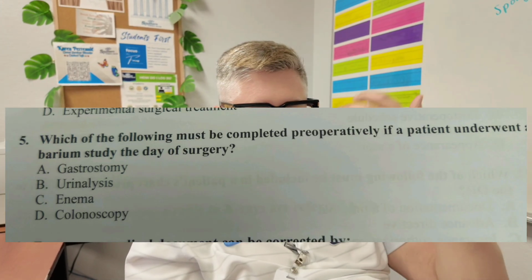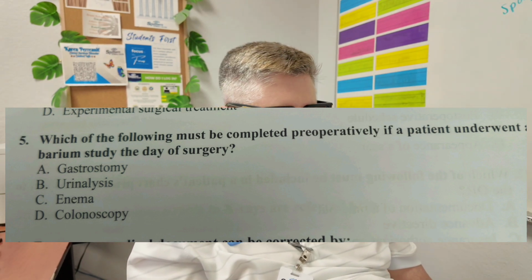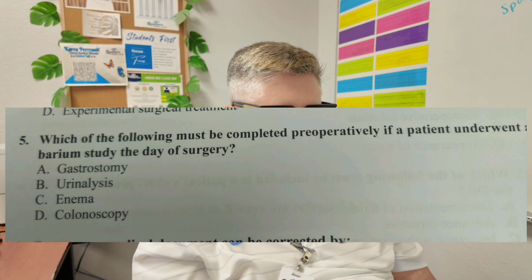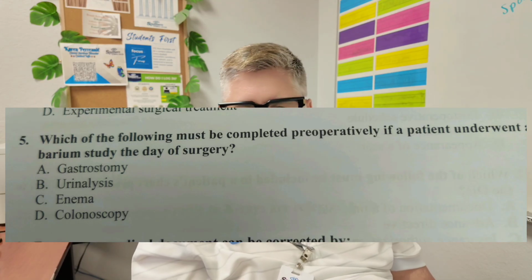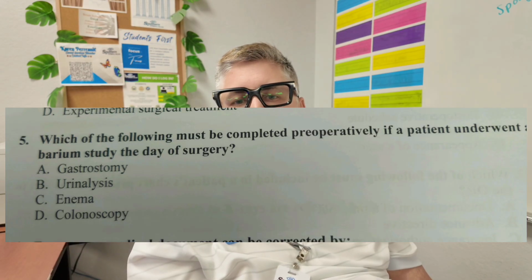That's obviously a barium swallow to get some contrast and look at your GI tract. So which of the following must be completed preoperative if a patient underwent a barium? A gastrotomy, a urinalysis, an enema, or a colostomy? So what do they have to do prior? What do you think? That's not something we use every day or go over every day as surgical technologists, but you should know that as patient needs and patient care, we should probably do C, an enema.